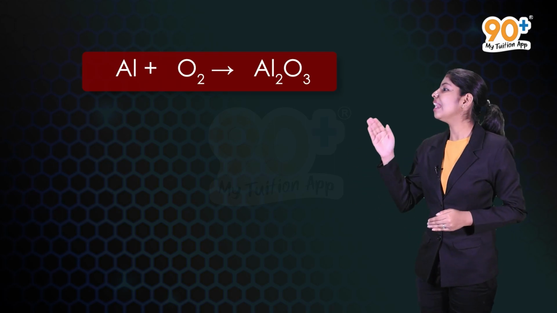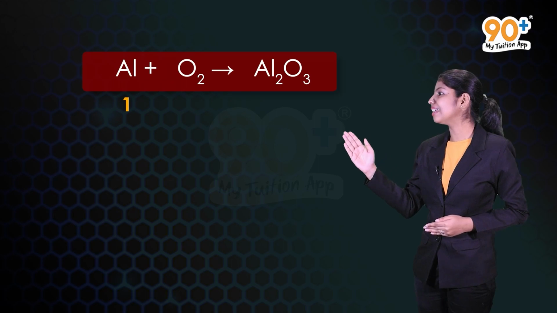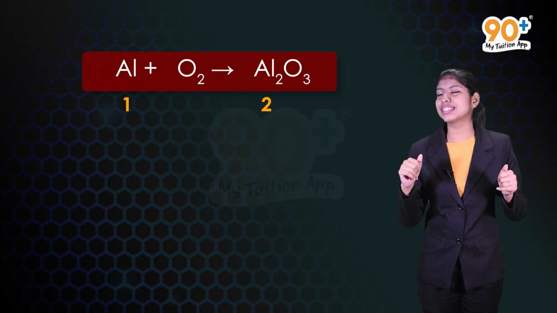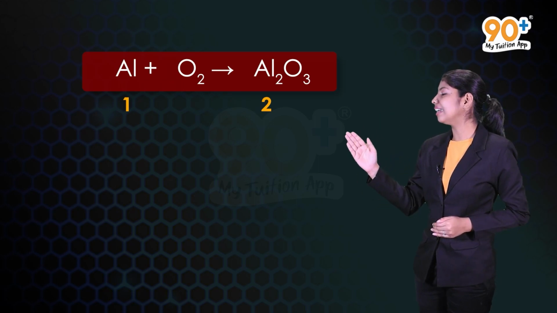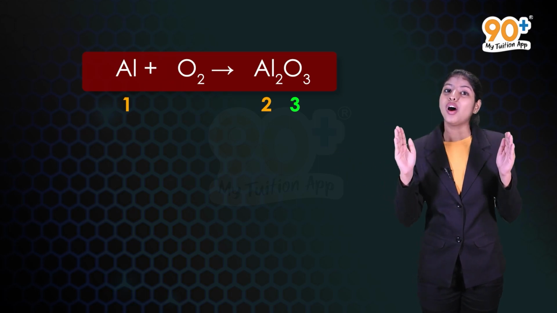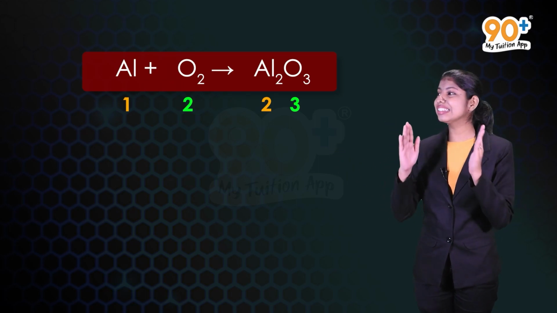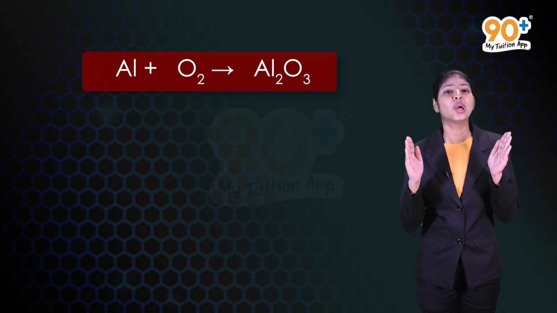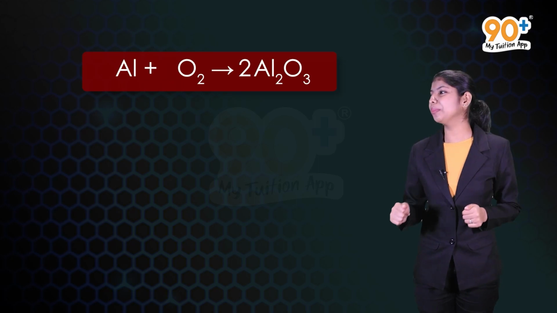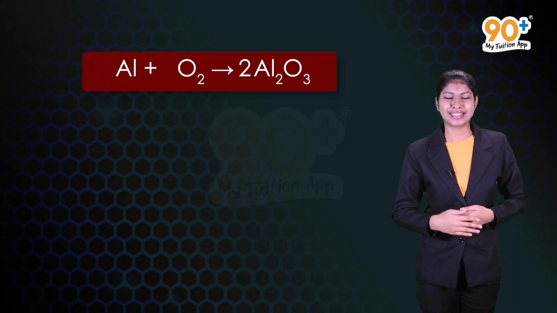Here we can see left hand side contains only 1 aluminium, whereas right hand side has 2 aluminium atoms. In the case of oxygen also, right hand side contains 3 oxygen atoms, whereas left hand side contains only 2 oxygen atoms. In order to balance this equation, we can put coefficient 2 as 2Al2O3. So the equation becomes Al plus O2 gives 2Al2O3.